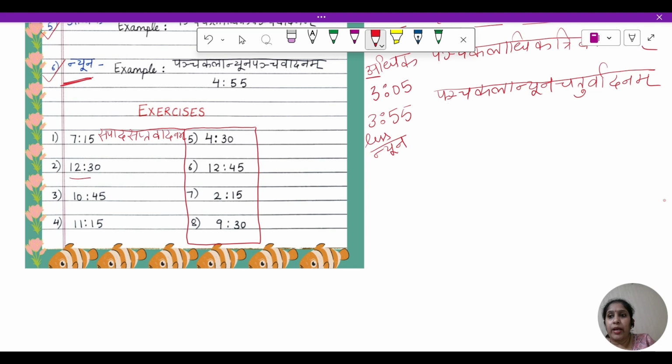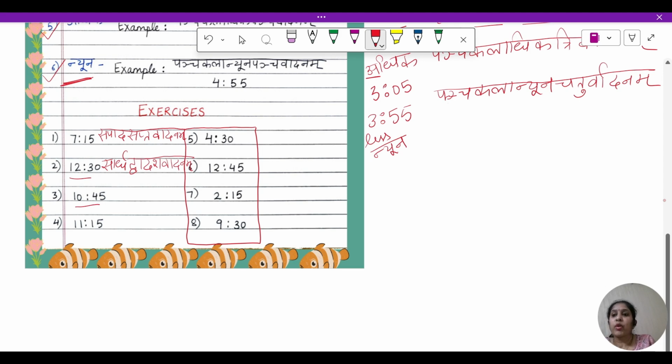Now, if you have to say 12:30, it's half past 12, right? So for half past, we use the word Sard, correct? And for 12 o'clock, we will be using the word Dwadash. I'm hoping it is clear to all of you. So it is going to be Sard Dwadash Vadanam. Correct?